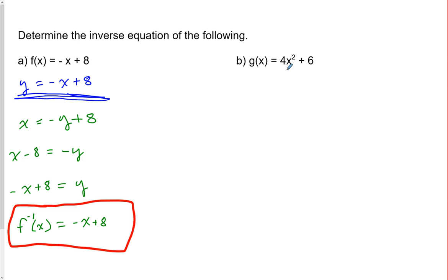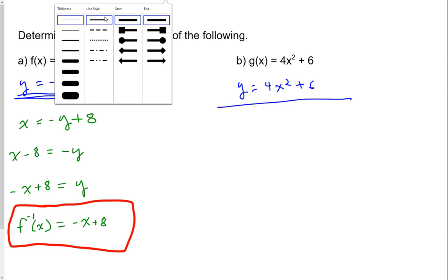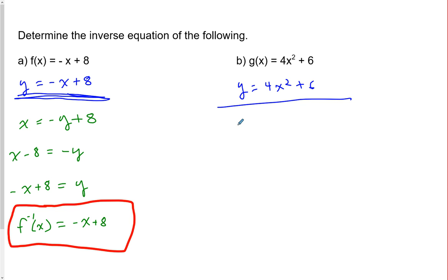Now for our next one, g of x, let's find the inverse of that. So let's write it again as y equals 4x squared plus 6. Let's put a line to show that we're changing gears. We're going to write the inverse now by switching the x and the y. So x goes here, y goes here, and now we need to solve for y. Let's start by subtracting 6 from both sides. Now let's divide both sides by 4.